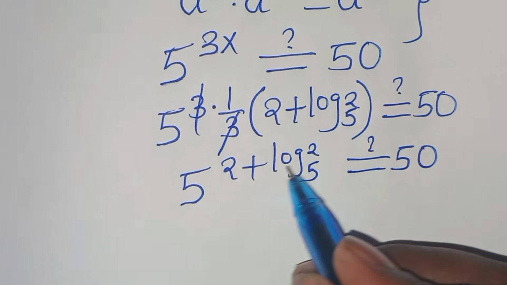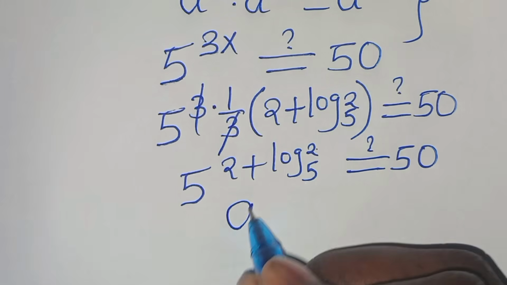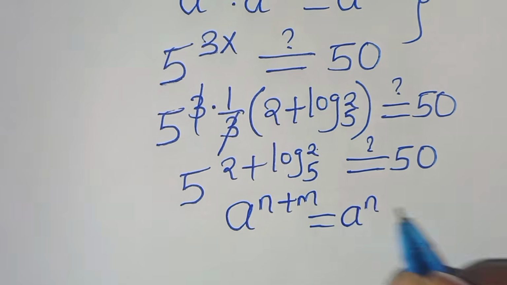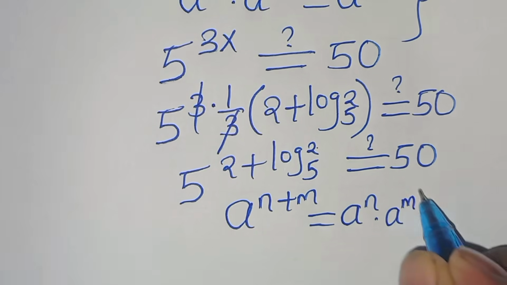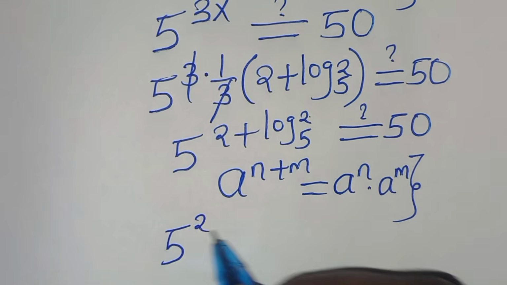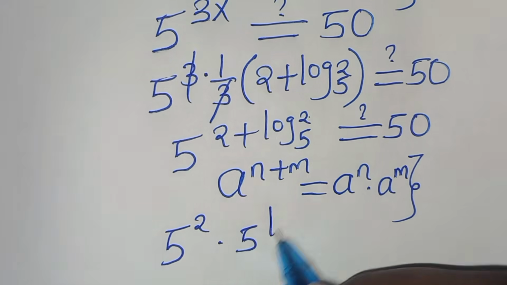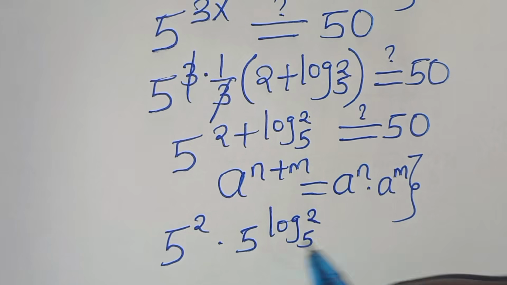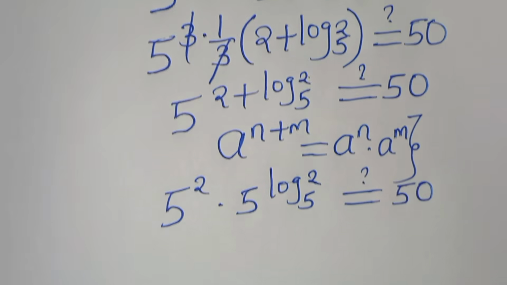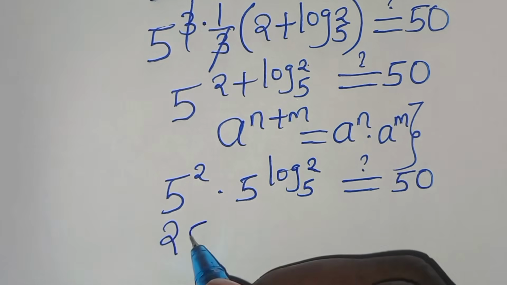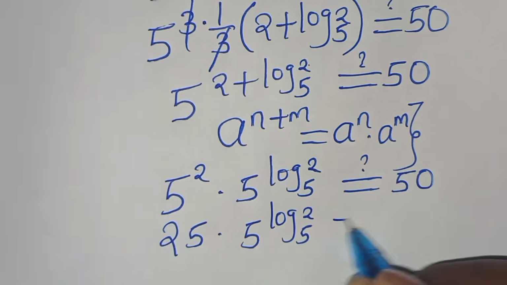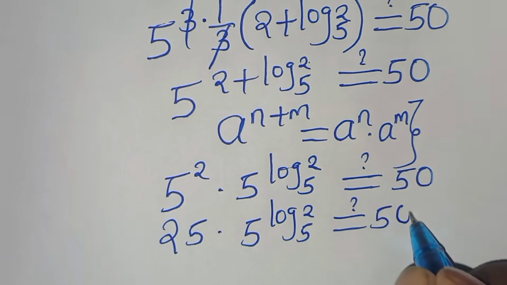5 to the power of 2 plus log 2 to base 5. This is in the form of a to the power of n plus m, which we can express as a to the power of n times a to the power of m. Applying this exponent property, we have 5 to the power of 2 times 5 to the power of log 2 to base 5. This should give us a value of 50. So 5 squared, this is 25 times 5 to the power of log 2 to base 5. This is supposed to give us a value of 50.